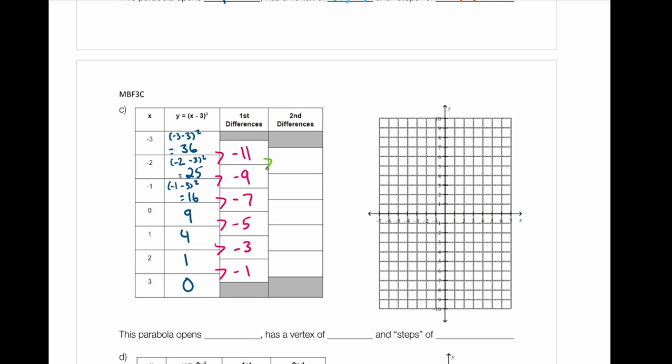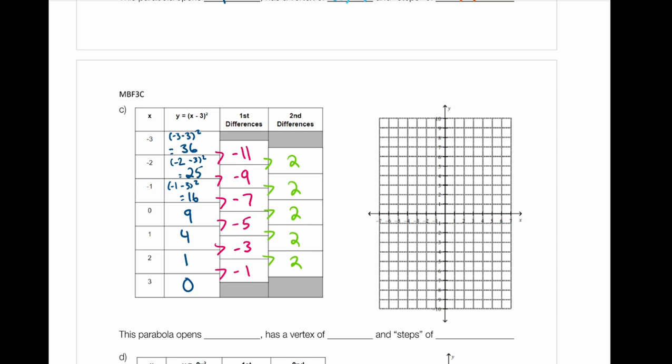Our second differences, again, we're changing by, or we're increasing by 2 every time. So as we go from -11 to -9, it's an increase of 2, and so on and so on. So again, our second differences are all the same, which means that it's quadratic.